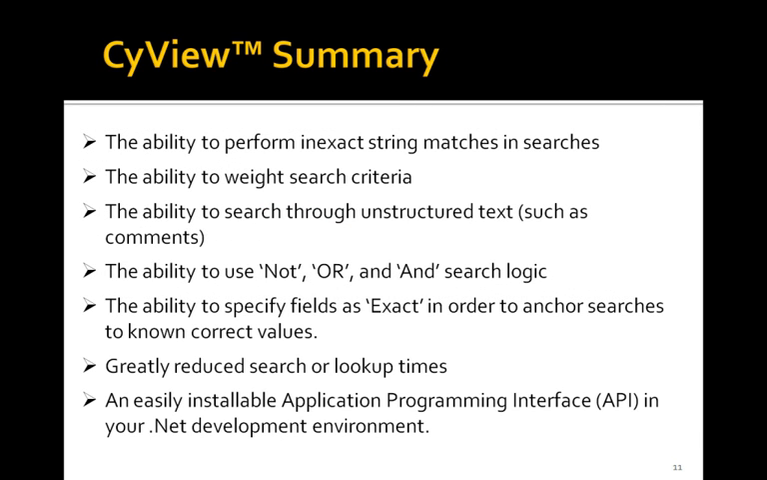In summary, CyView offers the ability to perform inexact string matches and searches, weight search criteria, search through unstructured text such as comments, the ability to use Boolean operators, not, or, and, also to provide wildcard searches, the ability to specify fields such as exact in order to anchor searches to known correct values and speed processing, greatly reduce search or lookup times. CyView has an easily installable API in your .NET programming environment.